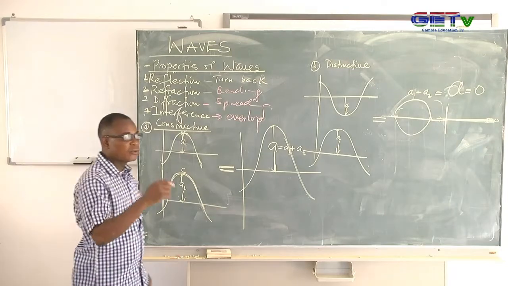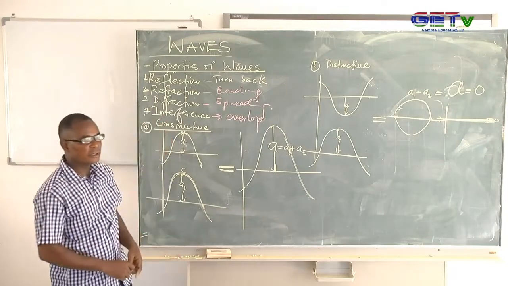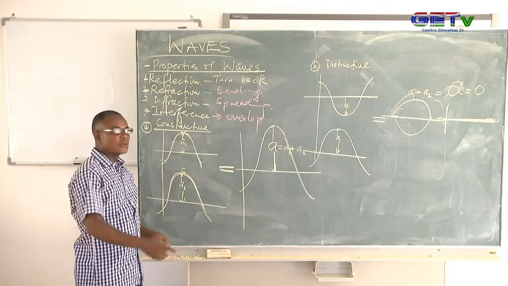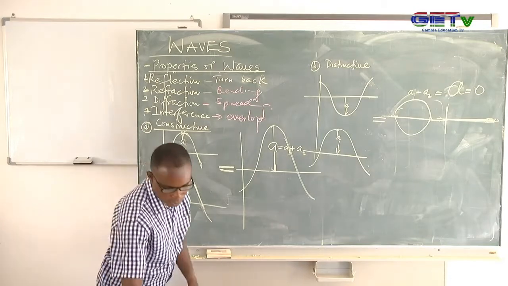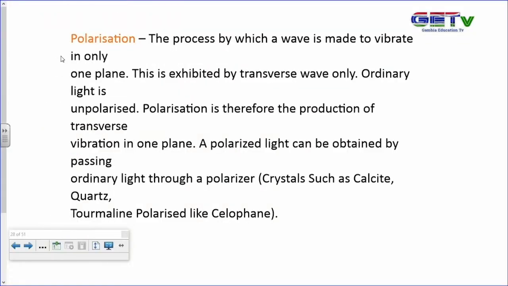I said we have two types: constructive interference and destructive interference. That's the picture summarizing what I've said so far. Now we move to the other type of property. That property is specific to transverse waves only. Remember that this property is not a general property. That is polarization. Polarization is only specific to transverse waves, so that is why we did not put it among the general properties of waves.